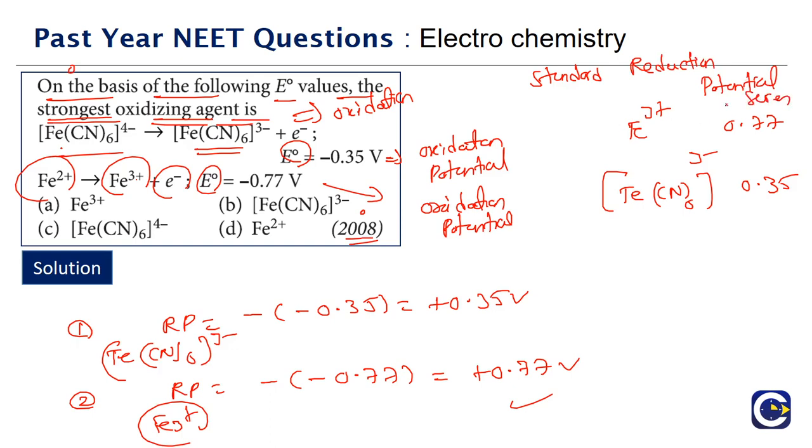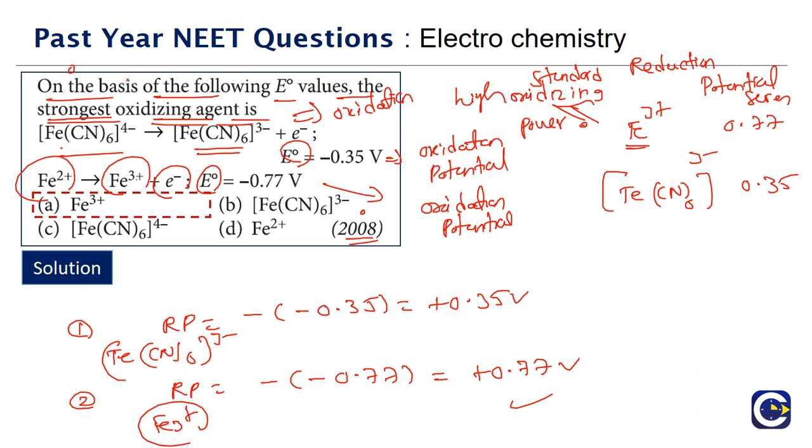Now when you take a look at these values, right, what is the thing? Whichever is at the top, that will easily undergo reduction. Means that will have high oxidizing power. So whichever is able to easily undergo reduction, that means what? It can easily oxidize the others. Means that is having high oxidizing power. So we can also say that is the strongest oxidizing agent. So what is the question they are asking? Which is the strongest oxidizing agent? So what will be the answer for this one?